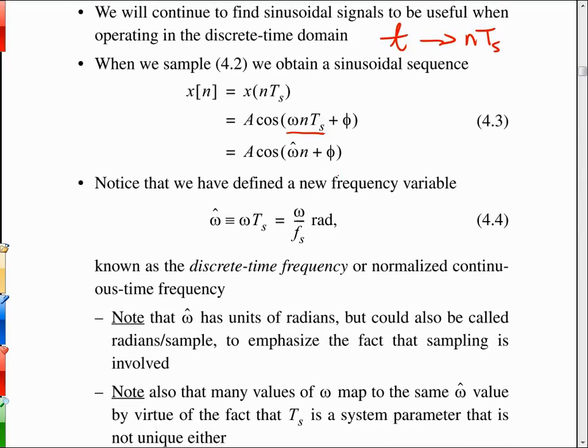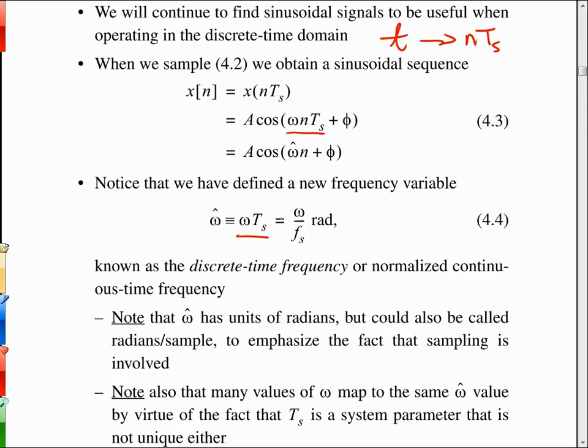And now the book defines a new variable, which is a little bit of a pain to have to write, but you have to put a hat on top of it. And the hatted variable omega hat is omega times ts, or omega over fs. And this is called the discrete time frequency, or normalized continuous time frequency. So when the hat is on top of it, it's normalized by the sampling rate.